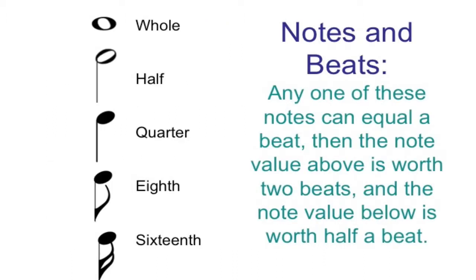Now, how does this concept of beats work in terms of notes? Any one of our notes, whole, half, quarter, eighth, or 16th, can equal a beat. Then, and keep this in mind, the note value of the note above it is worth 2 beats. And the note value of the note below that note is worth half a beat. Let's take a little closer look at this with some specific examples.